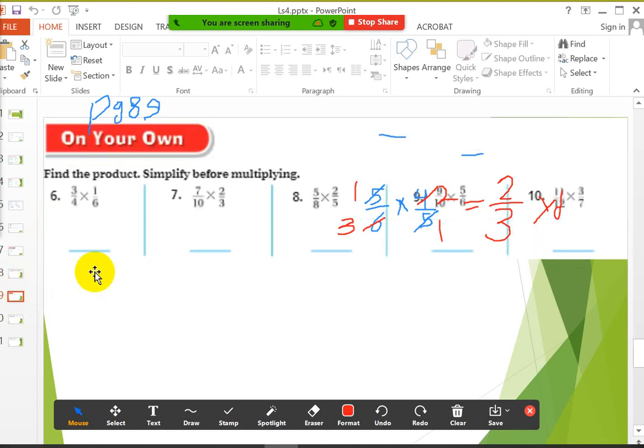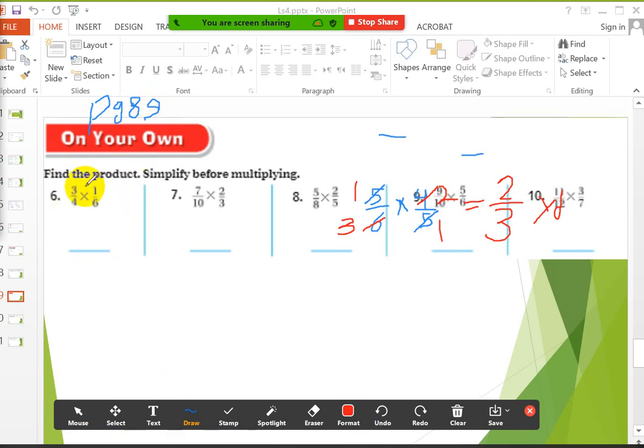Now I will solve number 6 and I want someone of you to help me. I will erase this. Maybe Lena will help me. Yes, Lena. Open your mic. Yes, dear. Lena, I want you to help me to multiply 3 over 4 and 1 over 6. But I want to simplify the numbers before multiplying.